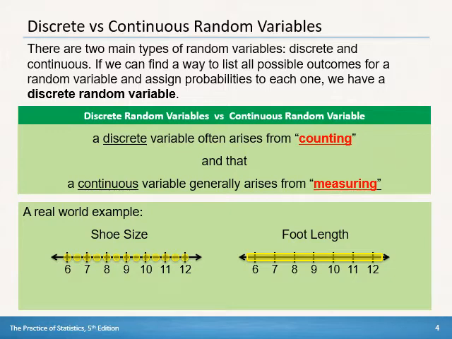Foot length, though, I could not list all the possible foot lengths. Now, if I have 30 kids in class, I might be able to list the 30 foot lengths of the kids in class, but I would not be able to list all the possible foot lengths of people I might come across. Whereas I could list all the possible shoe sizes of all the people I might come across. All right, so foot length is going to be considered a continuous random variable, and shoe size would be considered a discrete random variable.